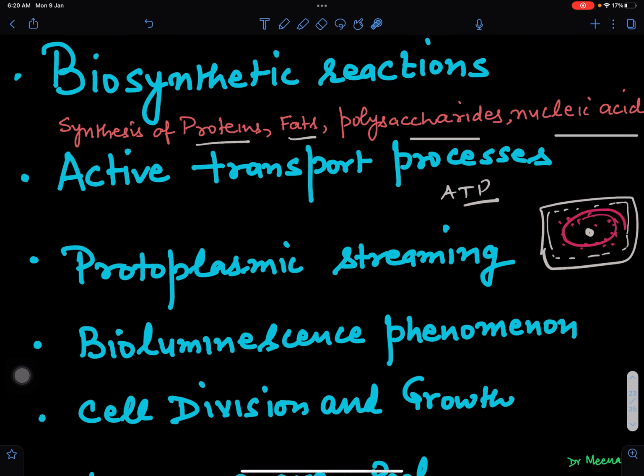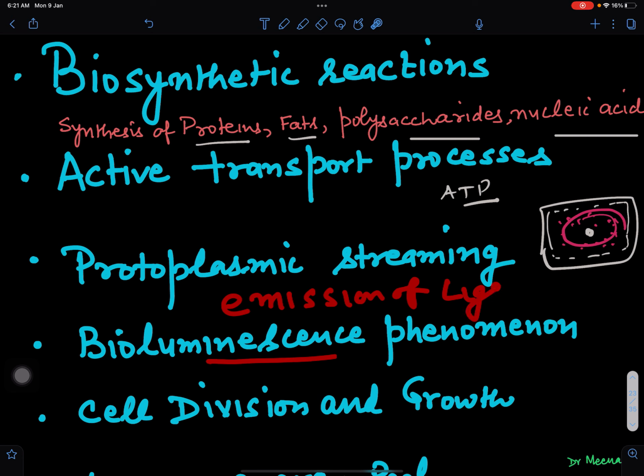जैसे कुछ चमकता है, जैसे एक जुगनू चमकता है या कुछ और चमकता है. So bioluminescence is emission of light. When light is being emitted, this is called bioluminescence. For that also energy is needed in the form of ATP.